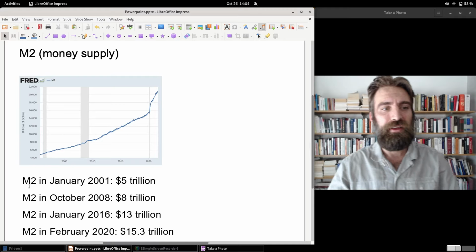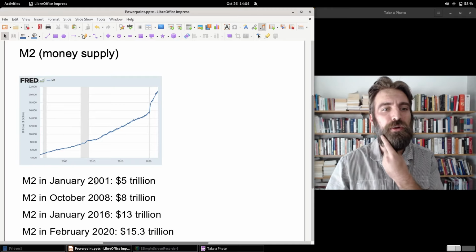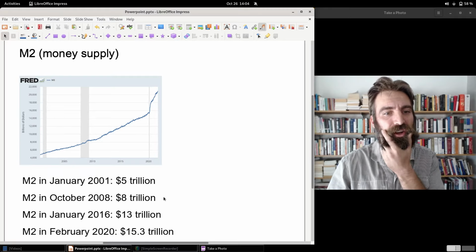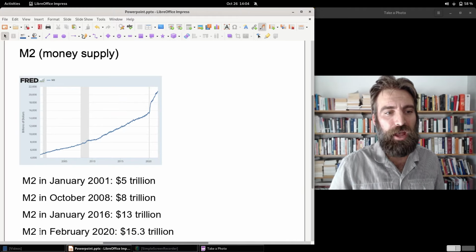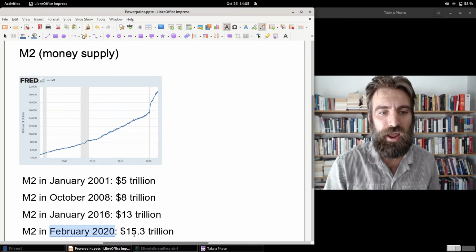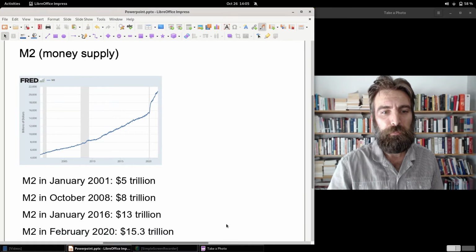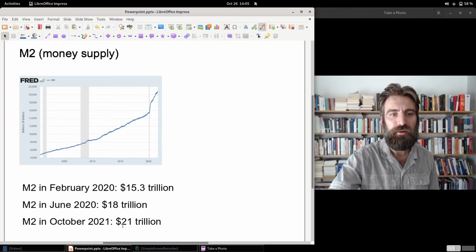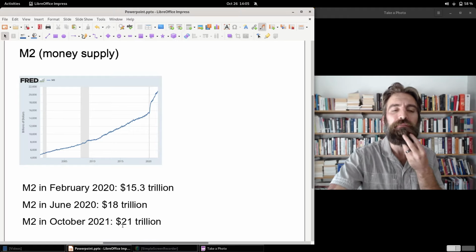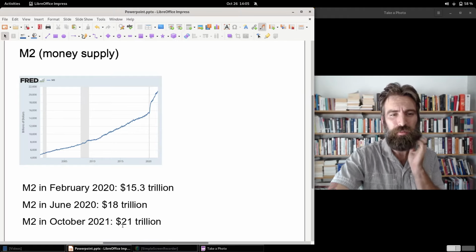But, yeah, here's if you want to see the numbers. M2 in January 2001 was $5 trillion. So M2, the money supply in February of 2020, which again was like yesterday, $15 trillion. Today, M2 is $21 trillion. That's, what? I'm not good at math. I'd have to do it in my head. That's what, like a 30% increase?